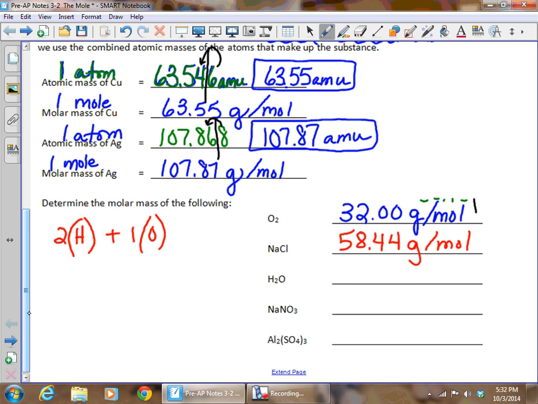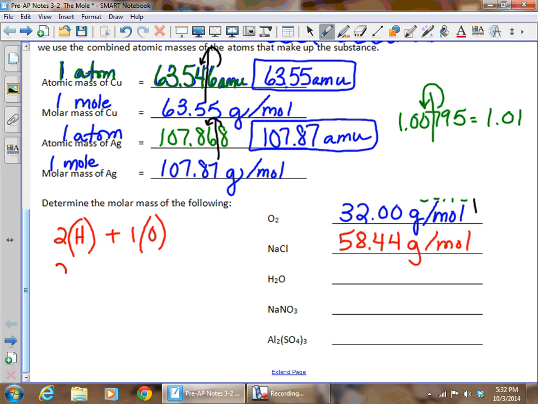Hydrogen is 1.00795. We're going to draw our line after 2 places past the decimal. The 7 says round up, so this becomes 1.01 for hydrogen.